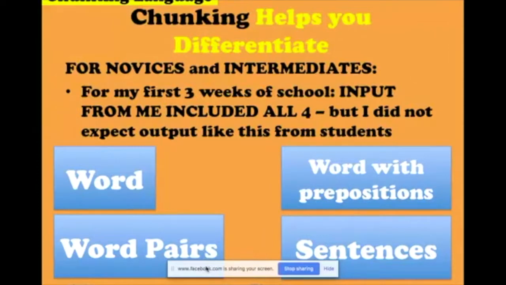For novices and intermediates, chunking helps you differentiate. So for my first 3 weeks of school, input from me included all 4 of these, but I did not expect output like this from students. So I want to make sure that I'm saying that.